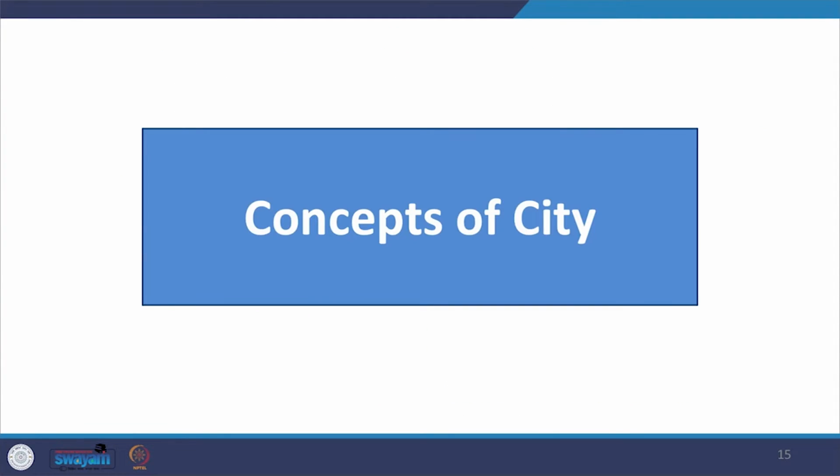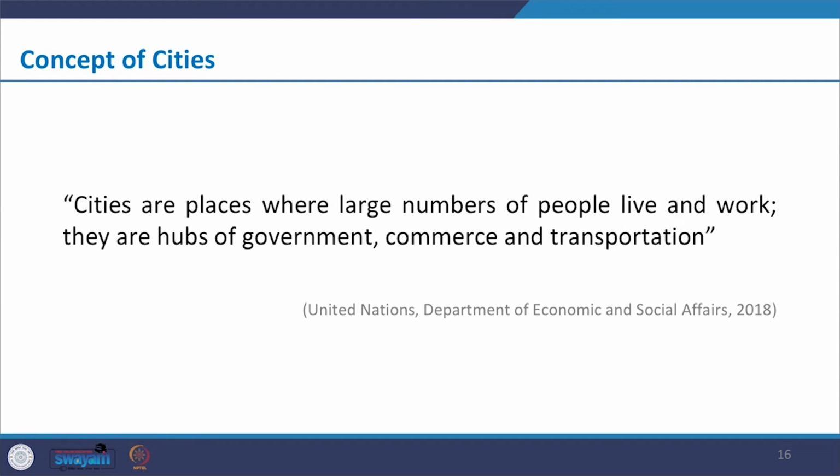Now, moving on to the next segment, where we will look at the concepts of cities. We see the definition given by the United Nations, that cities are places where a large number of people live and work. They are hubs of government, commerce, and transportation. We have seen already in the pictures how there is difference in the population, there is difference in the nature of work they do, and there's also difference in the kind of setup, government setup, and also the transportation and commerce, and all these variations we have seen.